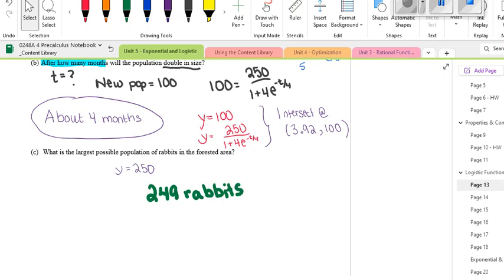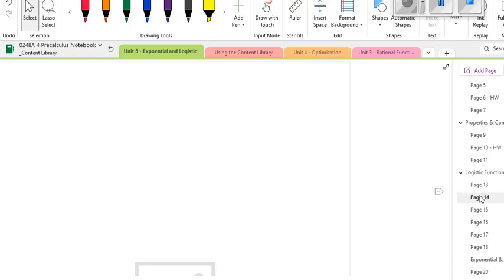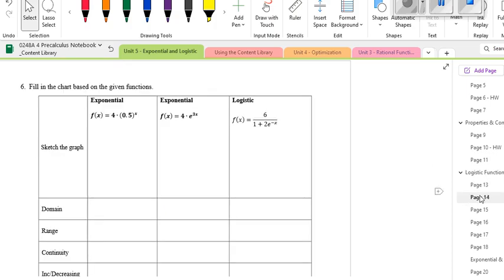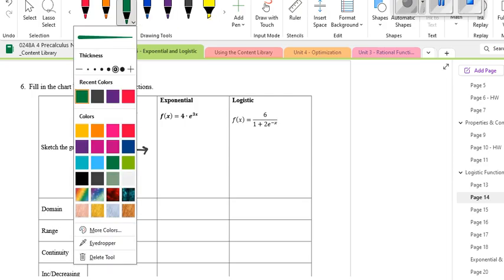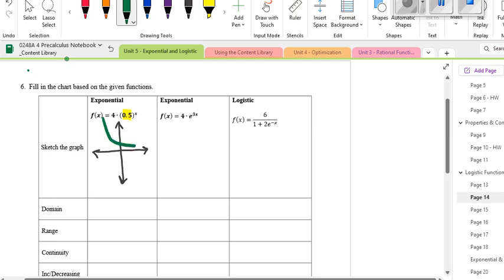All right, at this point, I'm going to flip up to the top of the next page. On this page, they ask us to compare the graphs of exponential growth, decay, and logistic. In the interest of time, I'm just going to sketch these for you. So the first graph is an exponential graph. Because our base is a number between 0 and 1, this is exponential decay. So that graph is going to look as such.